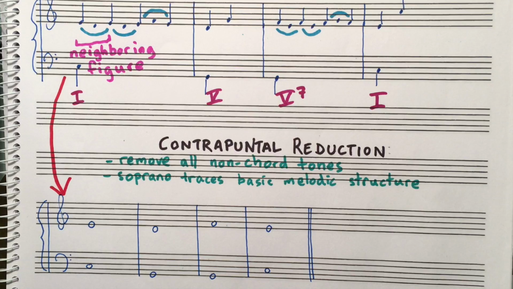As is the case here, your reduction will often look like first species counterpoint with one soprano note per bass note. Here's what the reduction sounds like. Compare that to the original. See how they sound similar?